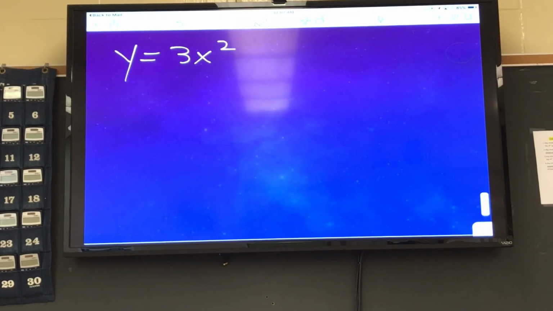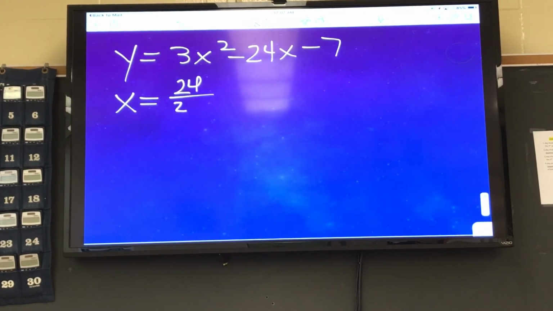Okay. Number 1 on your worksheet is y equals 3x squared minus 24x minus 7. The first thing I want you to do is just do the line of symmetry. X equals, let's see, negative b would be negative 24, which is positive 24, all over 2a, so 2 times 3. And that would be 24 divided by 6, which is a 4.